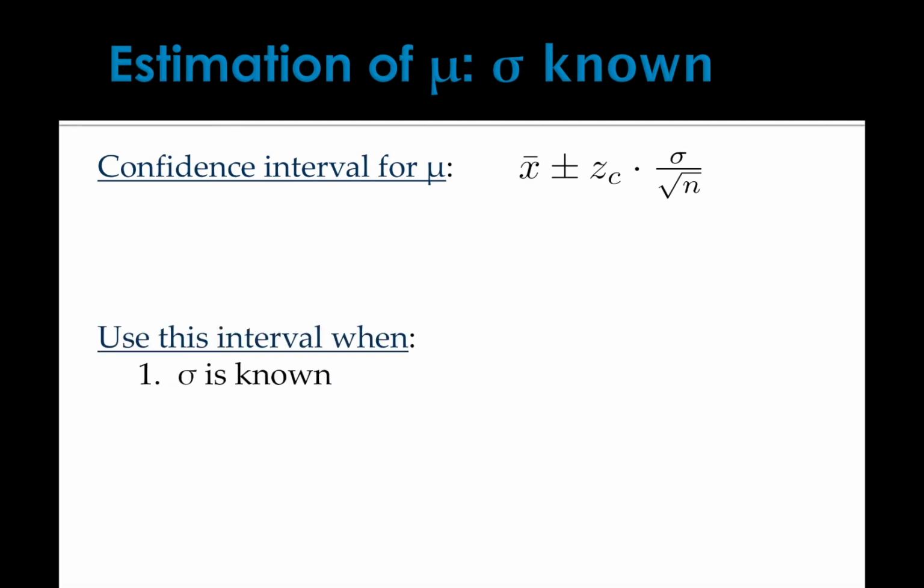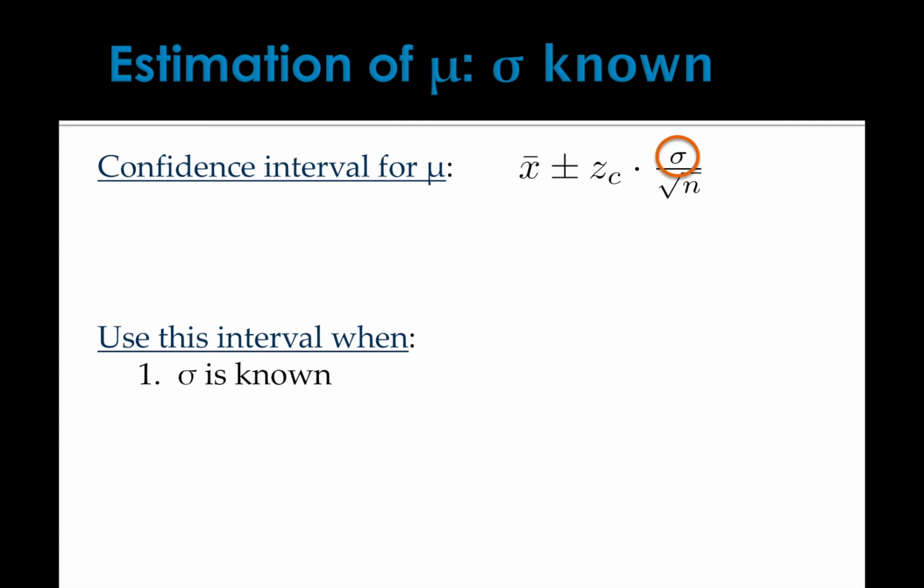Okay. All right, so this formula is only going to be valid under two conditions. And every time we use this formula, we're going to have to check these two conditions. Our first condition is that sigma is known. If you look at the formula up there, sigma is in the formula. So if we don't know the population standard deviation, we can't plug it in, so we can't use this formula.